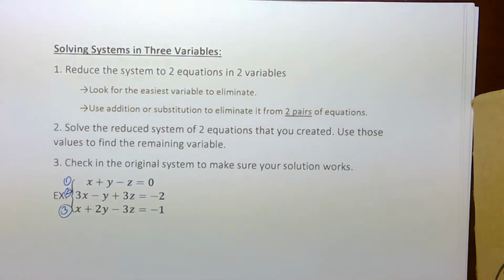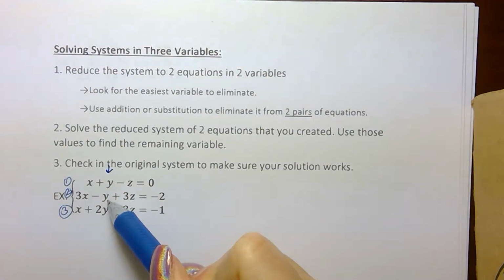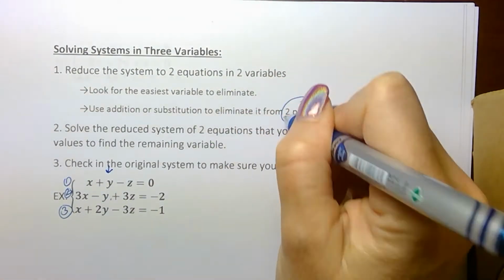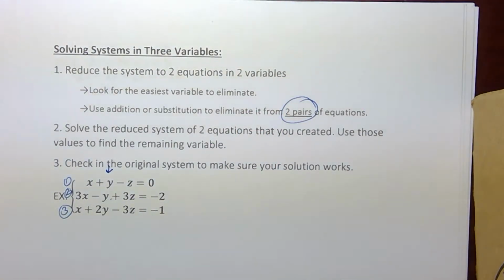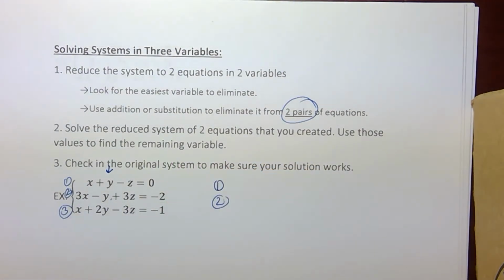I'm going to decide that together we're going to eliminate the y, because when I look at the y's, I see I've already got one that is negative, so it makes it a little bit easier. Now I need to eliminate the same variable twice from two pairs of equations. I'm going to start by pairing up equations 1 and 2 because I don't have to change anything. When I add those together just like they are, y is going to add to 0.